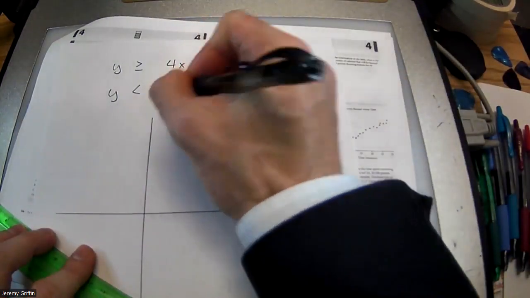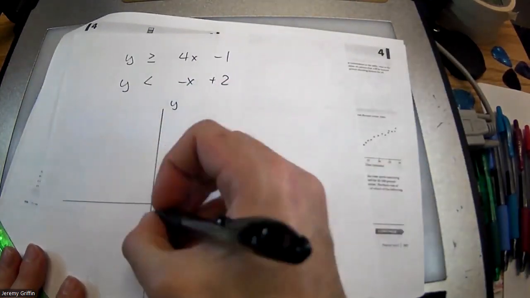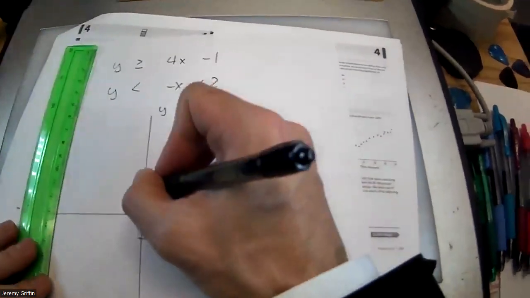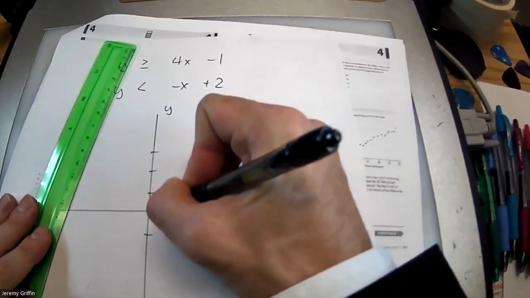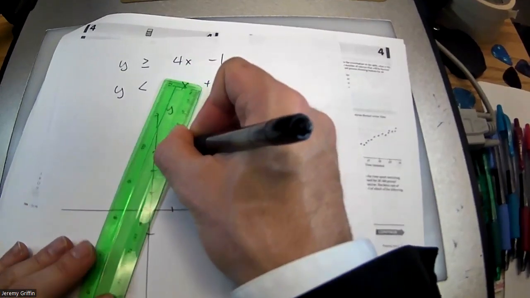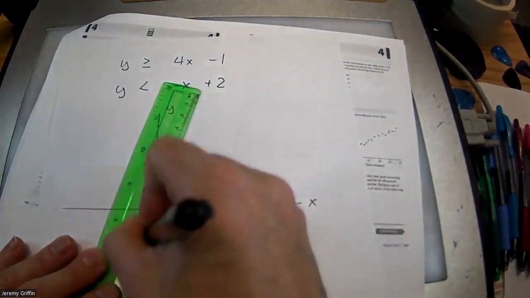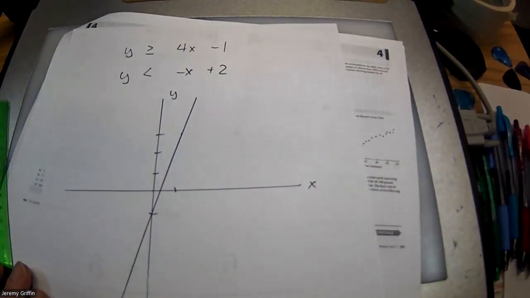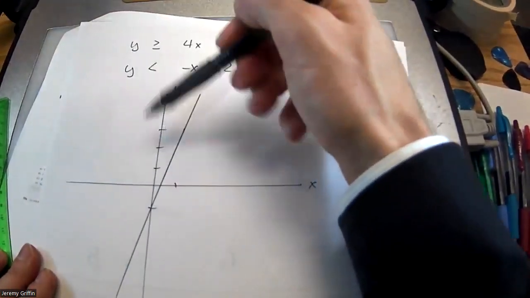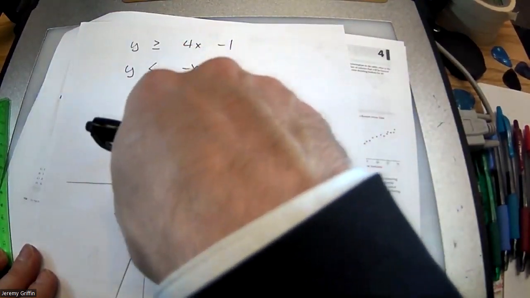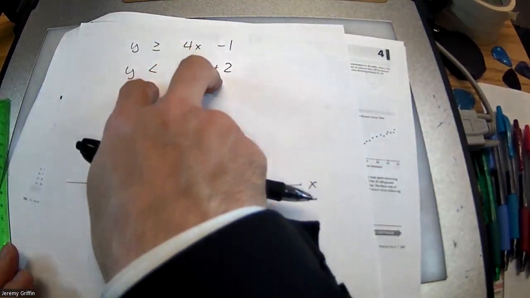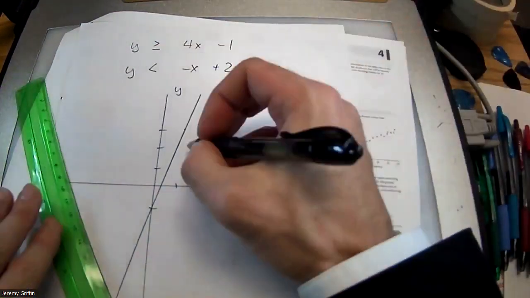So 4x minus 1, negative 1, rise over run of 4 to 1, make a solid line. And since it says greater than or equal to, it's everything above that line, right? So this whole thing up here. But I'm looking for an intersection between that and this other equation, strictly less than negative x plus 2.